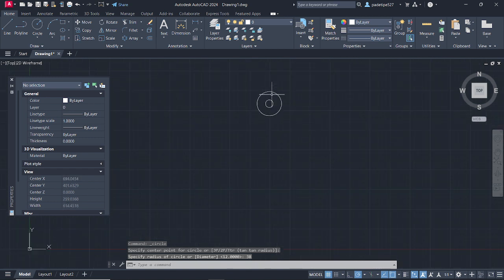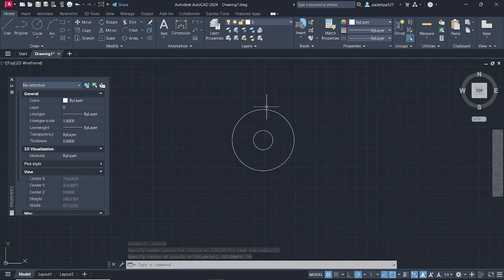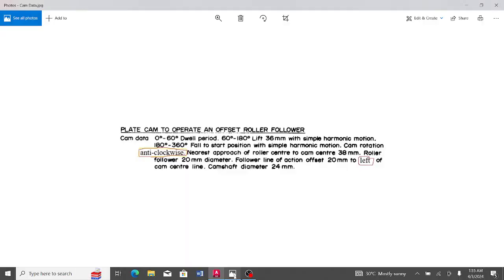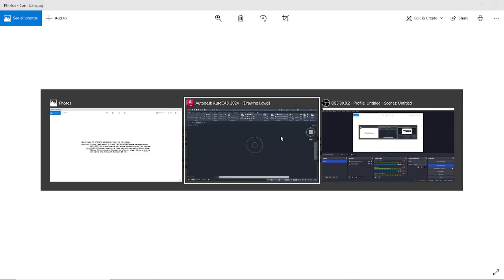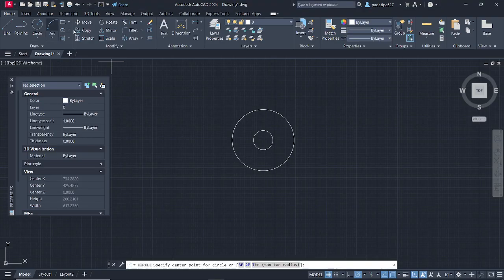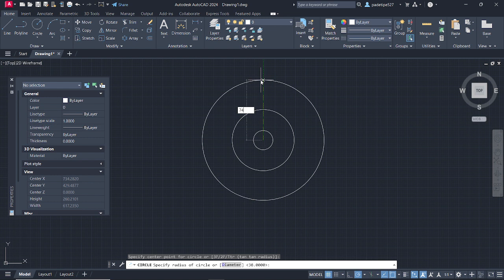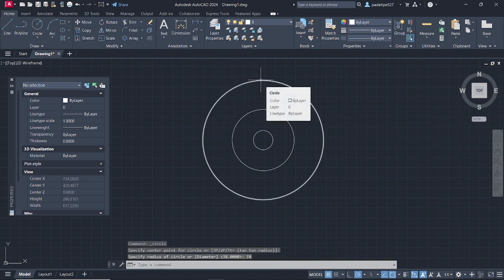Now we want to include the extension. That extension will be for the cam data, where we'll trace out the line of the cam data from. We know that from here to this point is 38, and from the question, you have a lift of 36, so we'll just do 36 plus 38, and that's going to give us 74. So we'll draw another circle of radius 74 millimeter. I believe we are good with that.